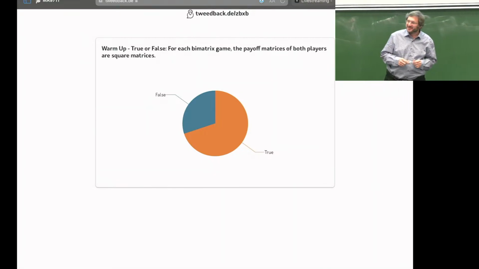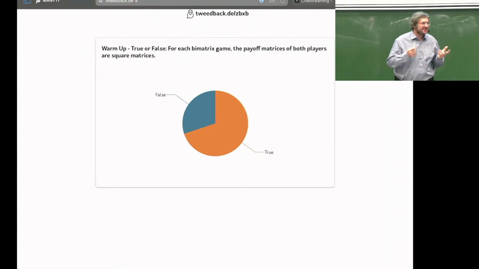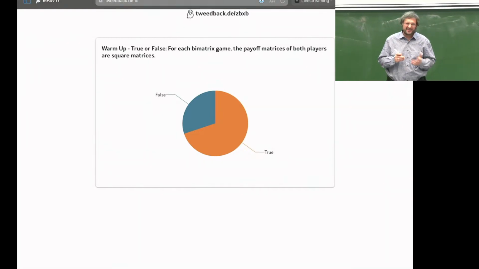I guess the question was a little mean. Most of the examples that we've seen so far, all of the examples that we've seen so far do have this property. And that is because in the examples that we have seen, both players usually have the same set of strategies. And that will actually be the case for, I guess, all of the examples that we will be looking at. But it doesn't have to be that way.